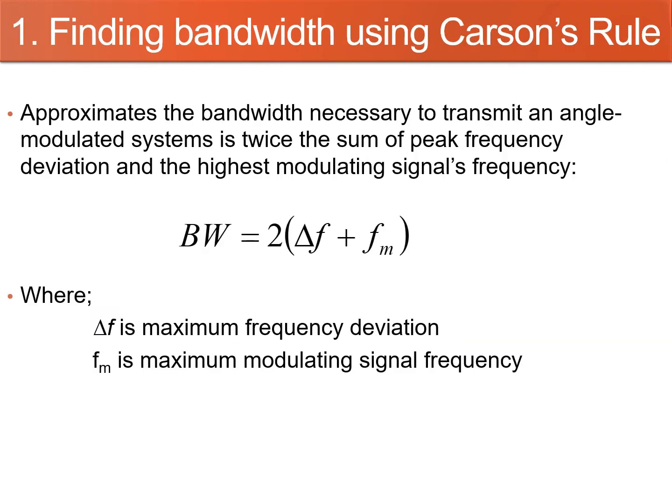So first, the bandwidth using the Carson rule. The approximate bandwidth necessary to transmit an angle modulated system is twice the sum of the peak frequency deviation and the highest modulating signal frequency. So 2 in brackets, delta F plus FM. We know that delta F is the maximum frequency deviation and FM is the maximum modulating signal frequency.